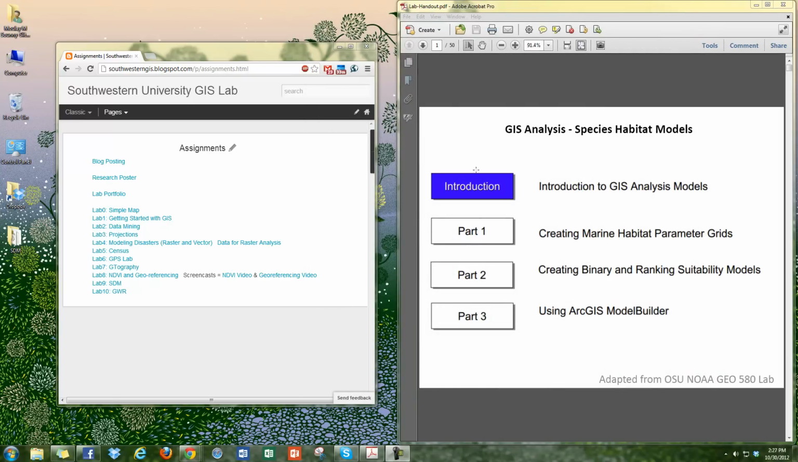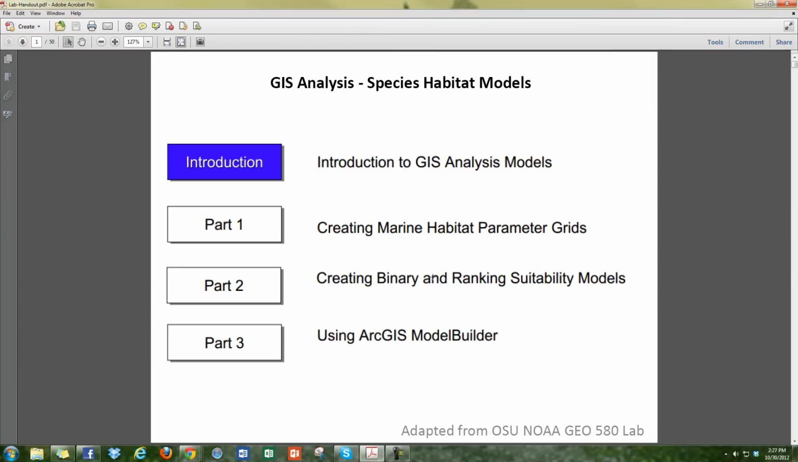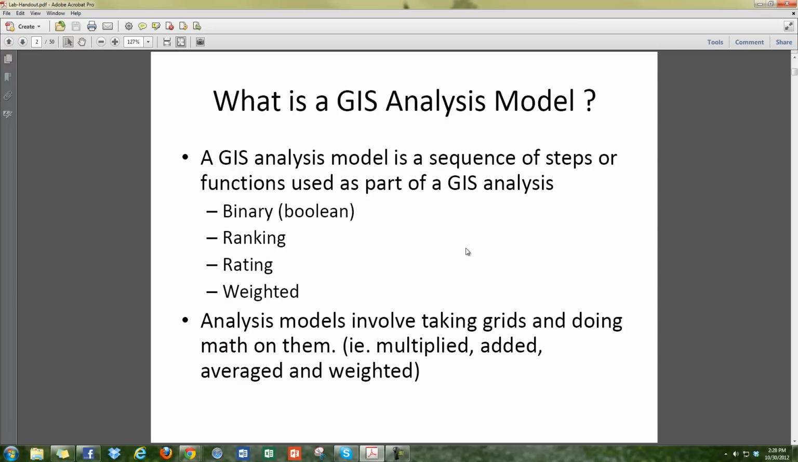So today we're going to be looking at GIS analysis of species habitat models. We're going to introduce GIS analysis models in general, creating marine habitat parameter guides, and creating a binary ranking and suitability model. These are two different types of modeling that we're going to do. And finally, we're going to look at ArcGIS Model Builder and how we can use Model Builder to automate what we will do in our work.